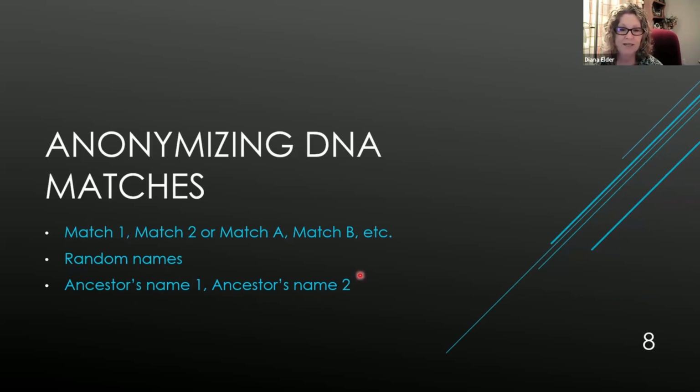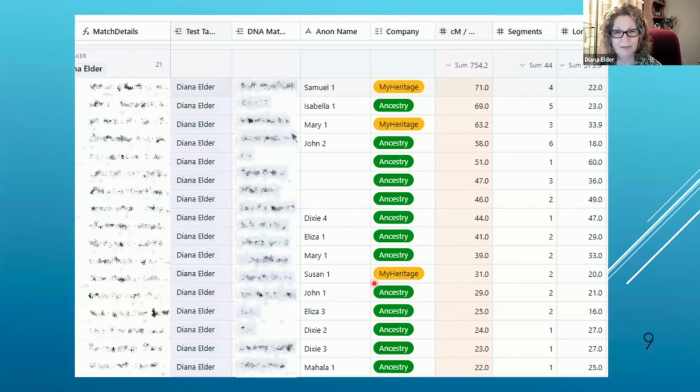So depending on your project, your report, what you're doing, you'll decide on what you want to use for your anonymized names. Now, a good place to track those would be in your Airtable research log. So we have our match details. Here's the test taker. Here are the DNA matches. And you'll see that I added a field right here after DNA matches for anonymized name.